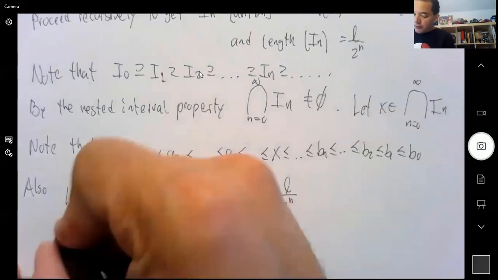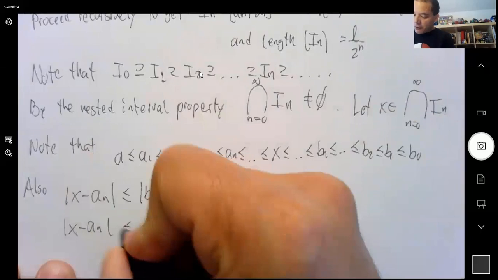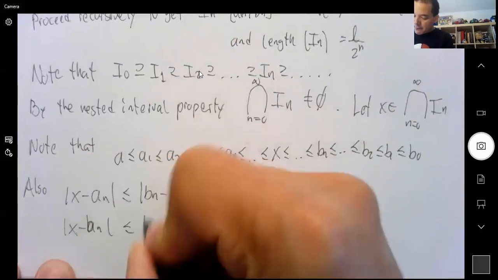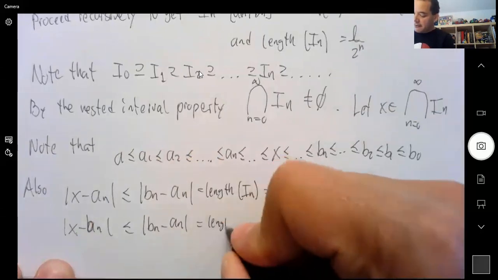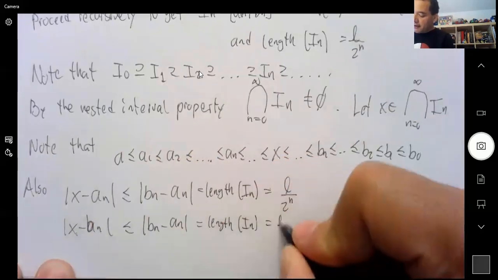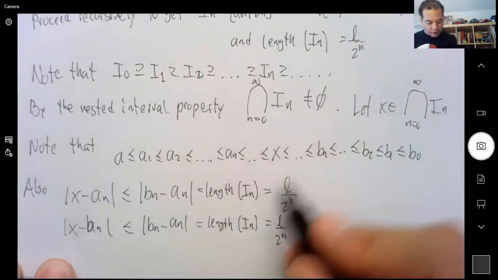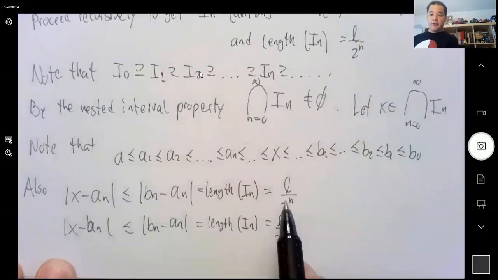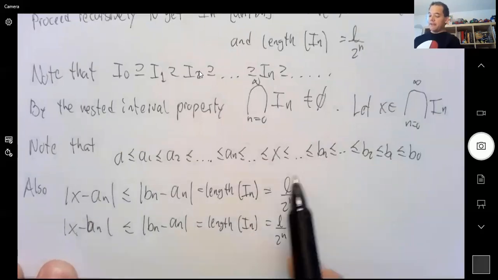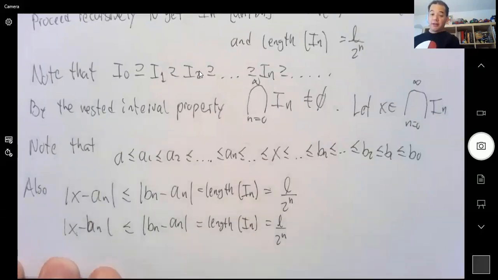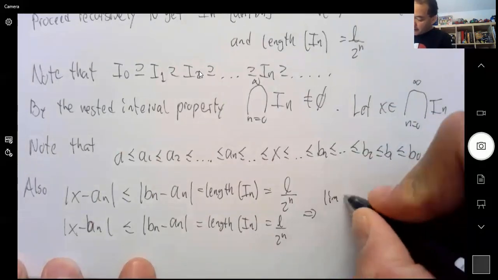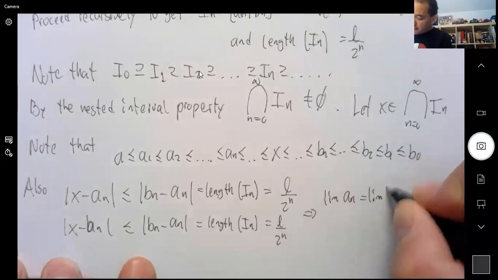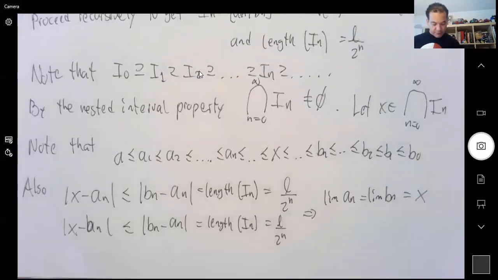And the same happens for b_n. So if you look at the distance from X to b_n, the same happens. So the important thing to note here is that this goes to 0, right? So in the limit, you can make this as small as you want because 2 to the n grows really, really fast. So this implies that the limit of a_n equals the limit of b_n equals X. So both endpoints approach X, right?